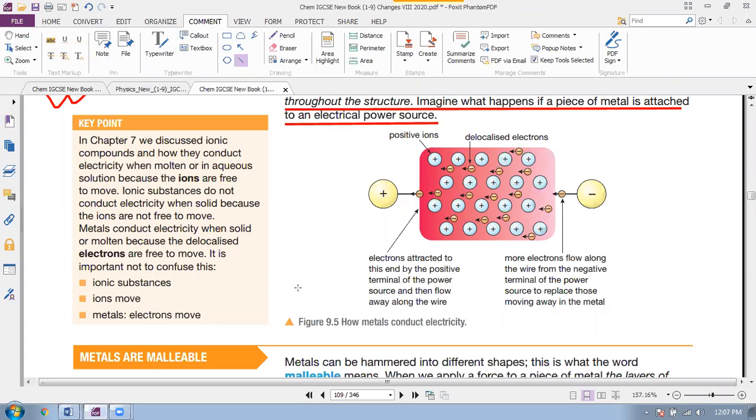So you have to remember these two different things: ionic compounds conduct electricity when they are molten or in aqueous solution by using their free ions, and metals conduct electricity by using their free electrons. And there is a similarity between metal and graphite. Graphite also conducts electricity by using free electrons in its structure.